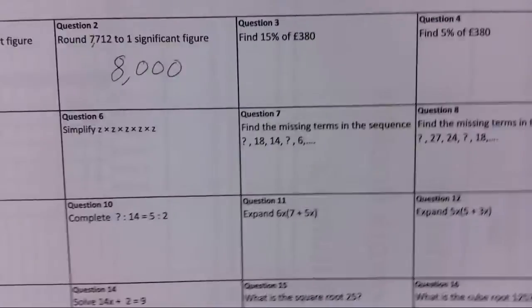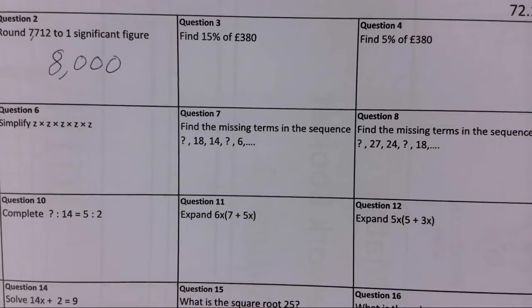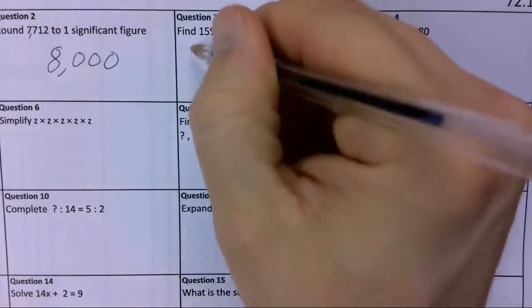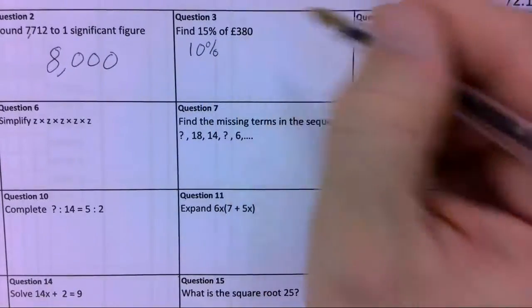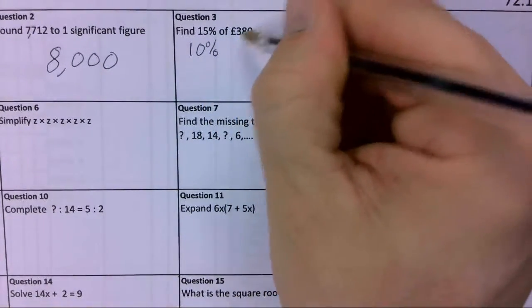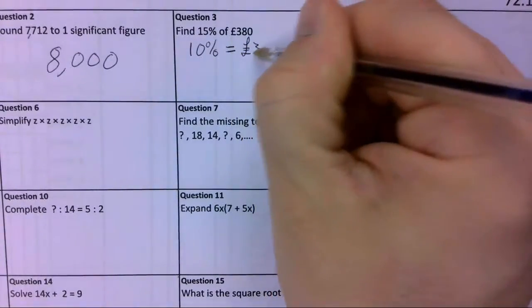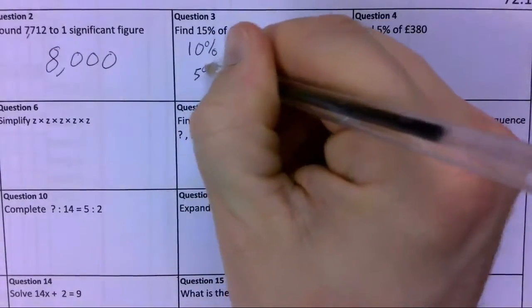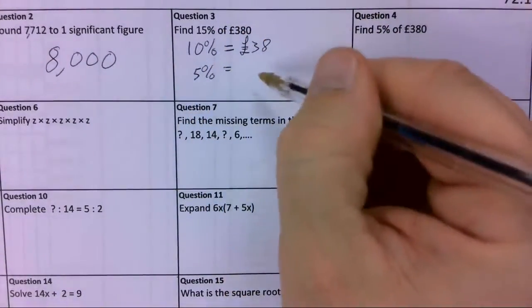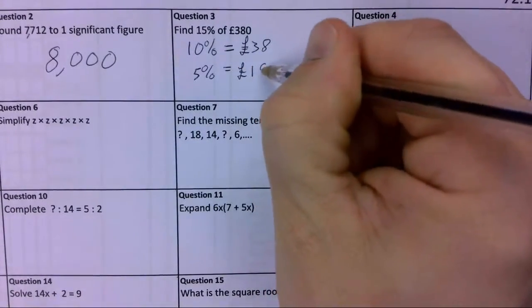Okay. Question 3. Now this is a skill which I know you guys will have done some at primary school. If you're finding 15% of an amount, firstly, what I would do is find 10%. To find 10%, you're going to divide by 10. So 380 divided by 10 would give you 10%. So that's going to be £38. 5% is half of 10%. So 5% is half of 38. So half of 38 is £19.